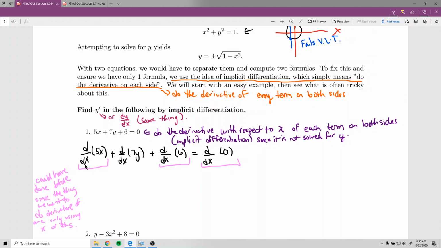The derivative with respect to x of 5x, well, that's just 5. I'm going to leave this one blank for a second. The derivative of a number is just 0. And the derivative of a number, even though it is 0, is also 0.